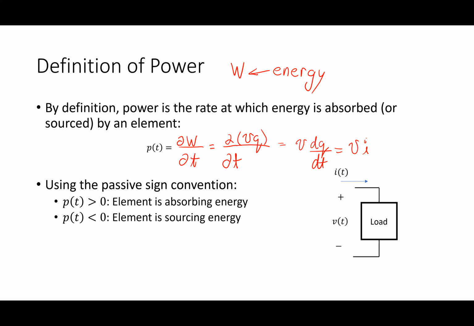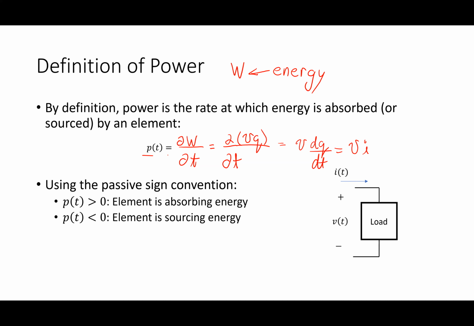Now, one of the reasons I did this is I said P of t. What does that mean if I say P of t? The rate of power with respect to time. Well, it means that it's potentially changing over time. It's not always the same number, right?